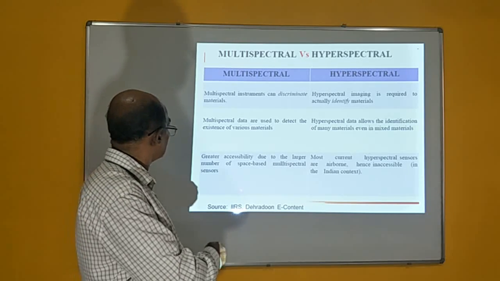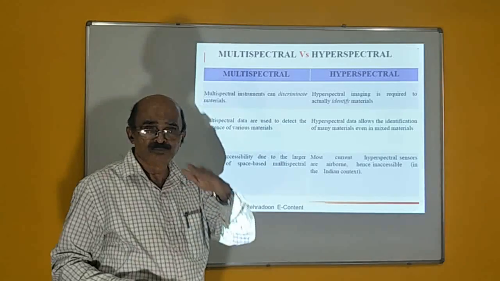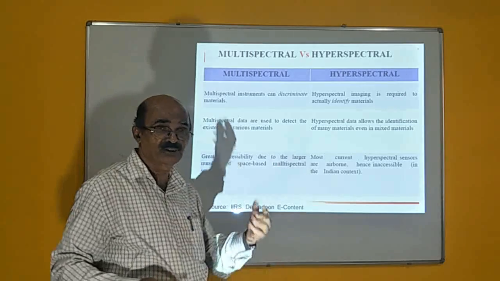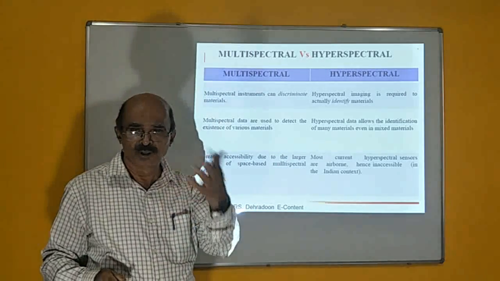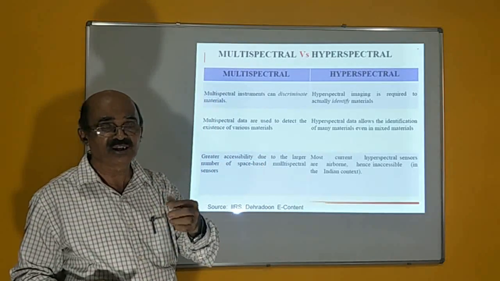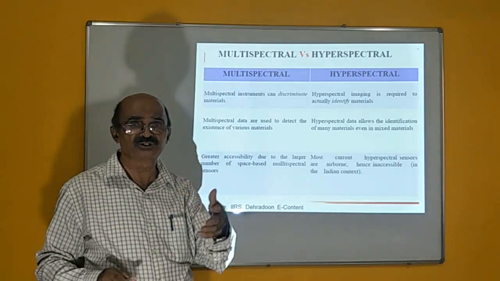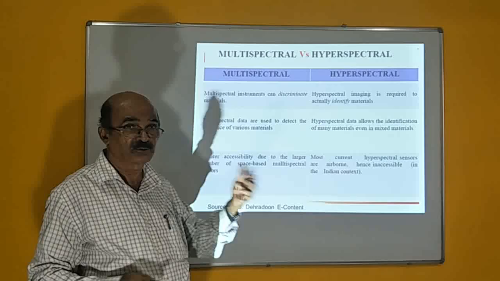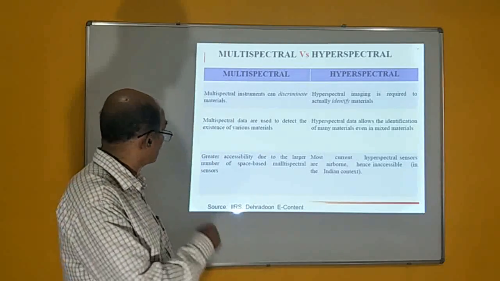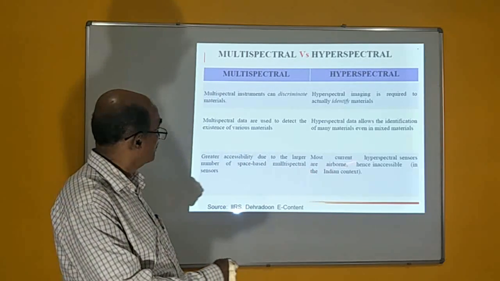So here, greater accessibility due to the larger number of space-based multispectral sensors. In case of satellites, most of the satellites are carrying multispectral scanners. For example, we have Landsat program, we have Spot satellites, we have NOAA series of satellites, we have Indian remote sensing satellites like IRS-1A, 1B, 1C, 1D, we have P4 OceanSat satellite, we have P5 Cartosat, we have P6 ResourceSat satellites and all.